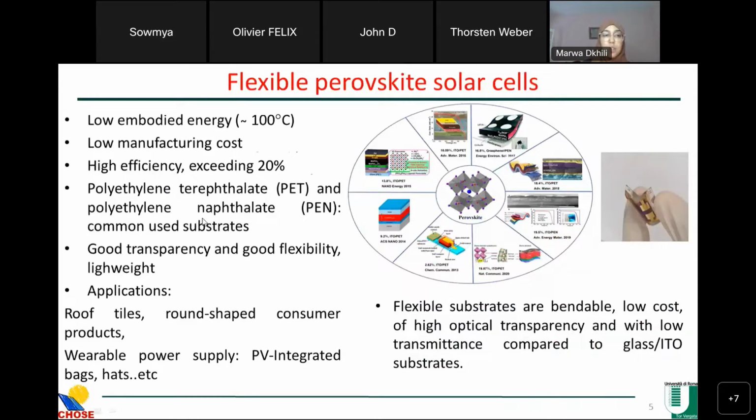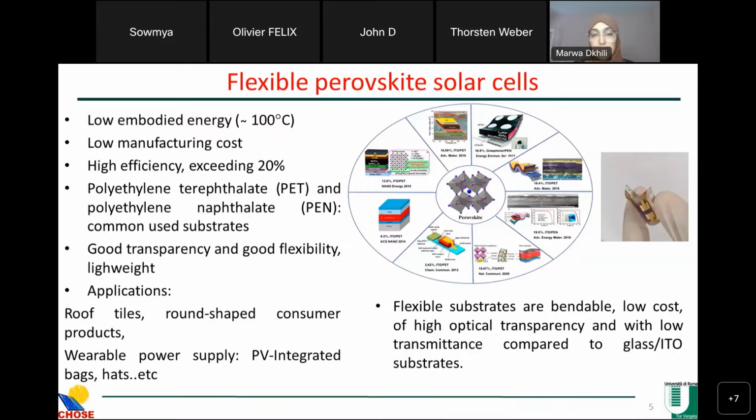The commonly used substrates are polyethylene terephthalate and polyethylene naphthalate, PET and PEN. They provide good transparency, good flexibility, and are lightweight, bendable, and low cost, with high optical transparency, though lower transmittance compared to glass ITO substrates. So flexible PV can be integrated onto curved surfaces such as roof tiles and round-shaped consumer products. Its application extends to wearable electronics such as PV integrated bags, hats, and shirts.